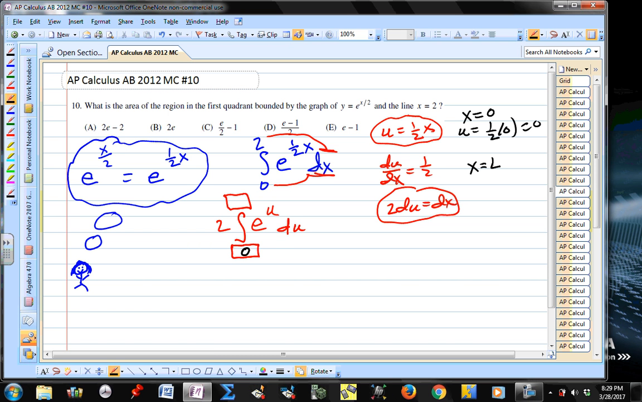When x equals 2, u is going to be half of 2, which is 1. So the upper limit is going to become 1. It's kind of a big deal to remember. So let's crank this out.